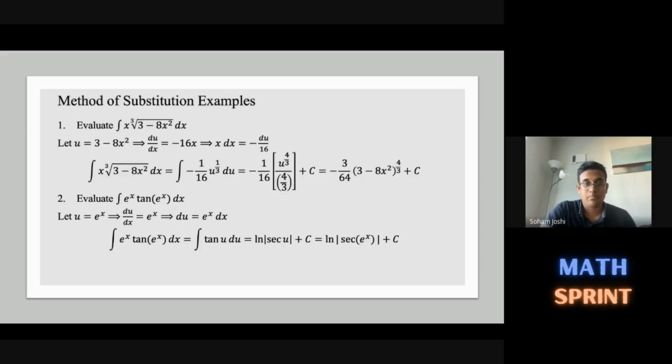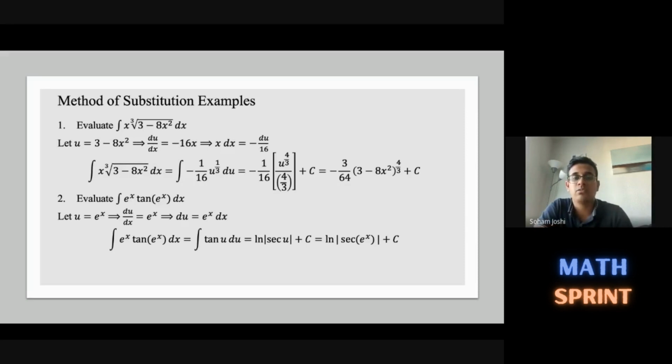Let's do some sample problems. The first one. We need to integrate x times the cube root of 3 minus 8x squared with respect to x. So we're going to let our temporary variable be u is equal to 3 minus 8x squared. Let's differentiate this. So du by dx is equal to minus 16x. We rearrange the terms to get us x dx is equal to minus du by 16.